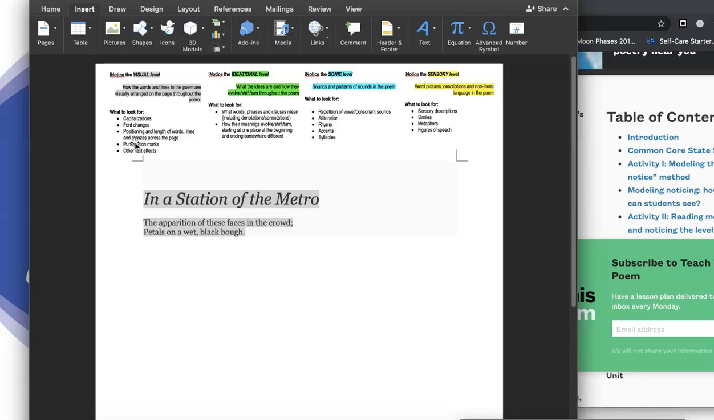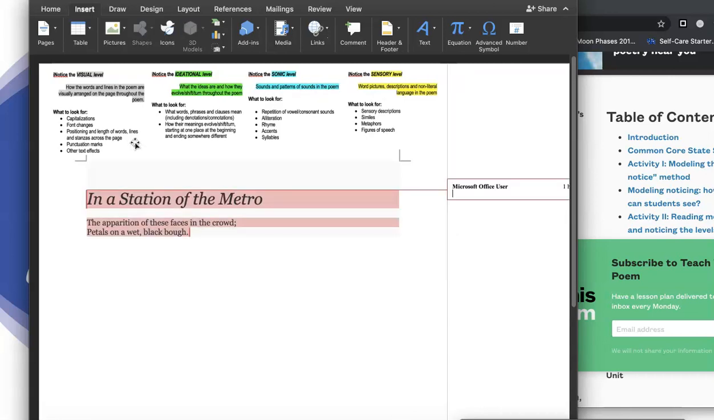It's pretty low stakes noticing how the words and lines of the poem are visually arranged. We can all see that. So what's going to happen now is you're going to see me use track changes, and I'm going to populate the right-hand side with the annotations that I did as I went.